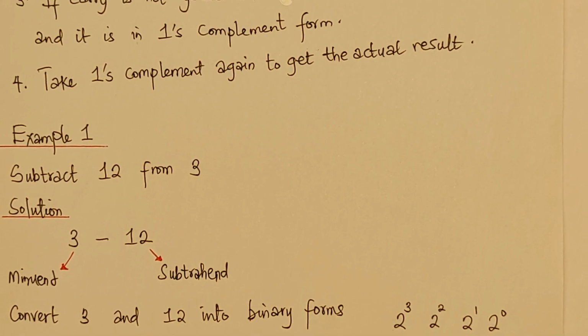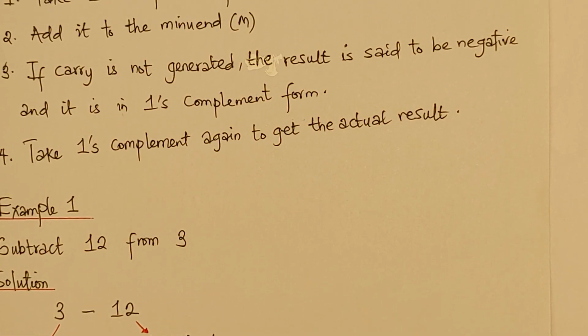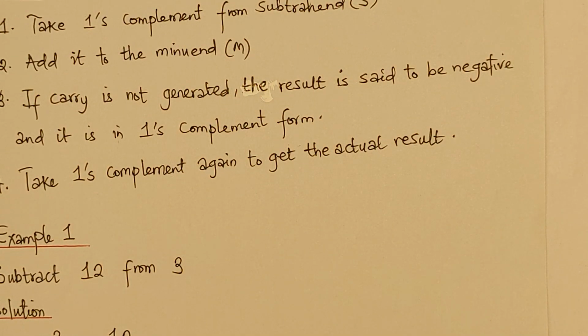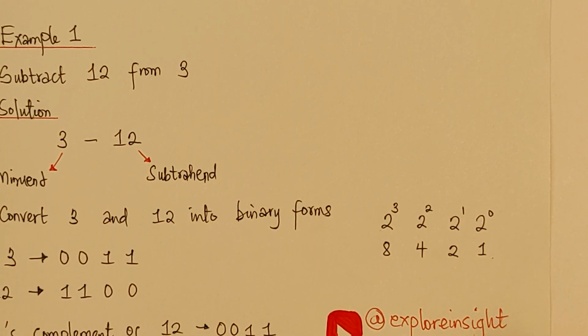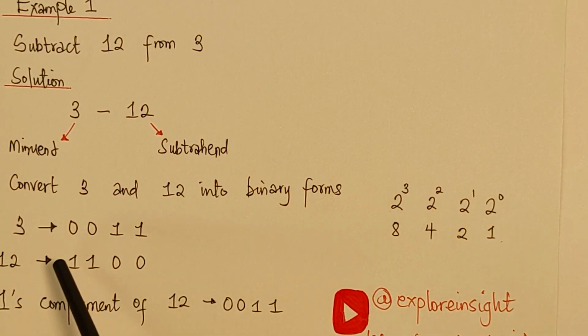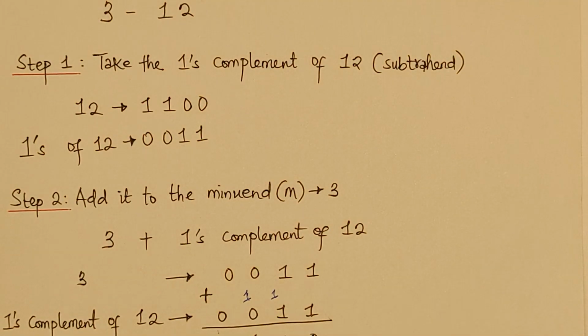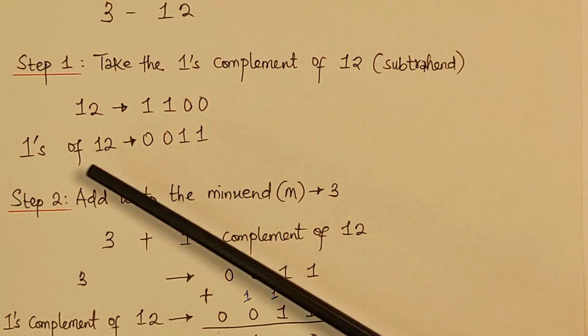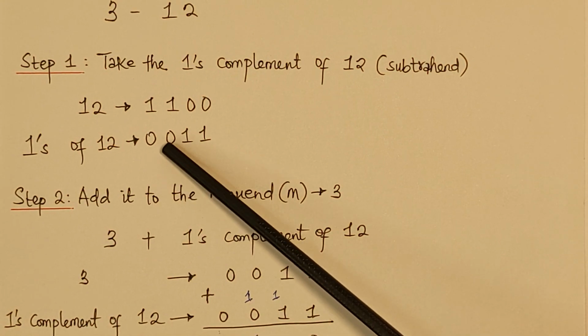So the next thing we need to do is follow the 4 steps I've written here for first complement subtraction. The first thing we need to do is to take the first complement of the subtrahend. Now, in this question, what is the subtrahend? The subtrahend is actually 12. Now, we will take the first complement, and the first complement of 12 is to invert what we already have for 12. So, since 12 is 1 1 0 0, our first complement will be 0 0 1 1. This is why we have 0 0 1 1 here.